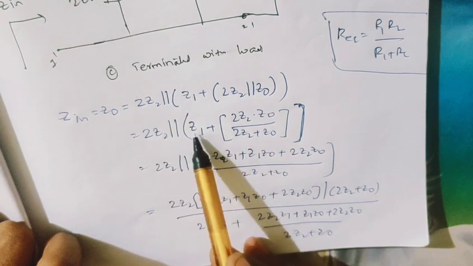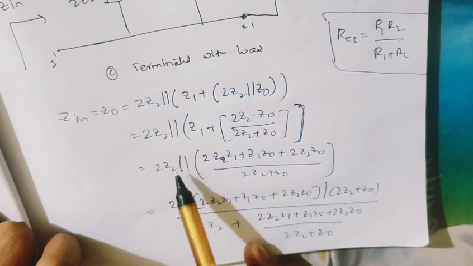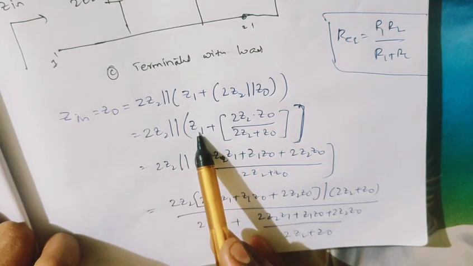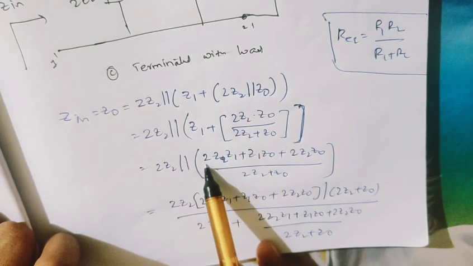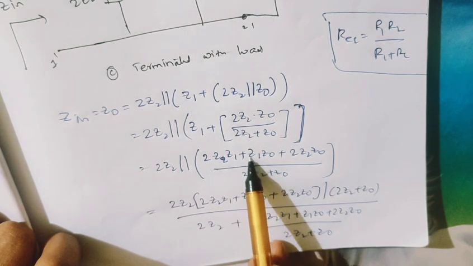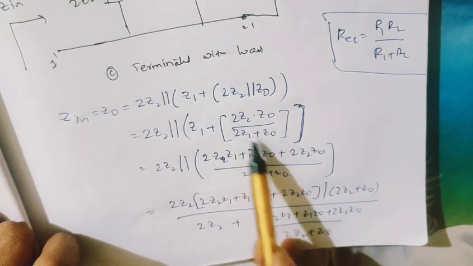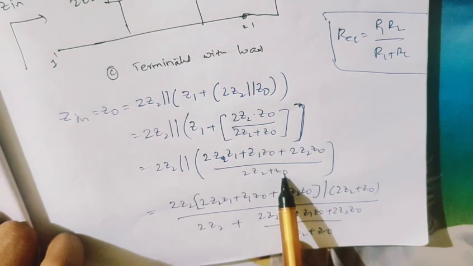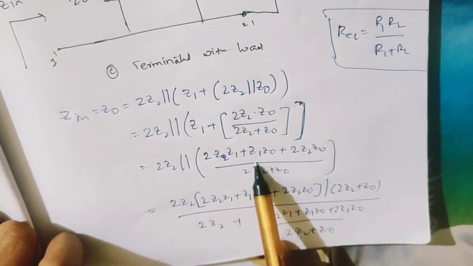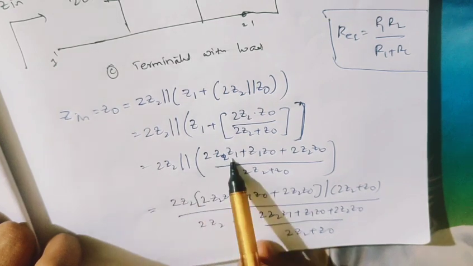So upon solving, this is the Z1 value plus these values. Upon taking the LCM, we'll get 2Z2 in parallel with Z1 into this term. So it will become Z1 into 2Z2, that is 2Z2 into Z1, plus Z1 into Z0, plus this total term 2Z2 Z0 by 2Z2 plus Z0. Again, this entire term is in parallel with the 2Z2 term. So take down the parallel combination.